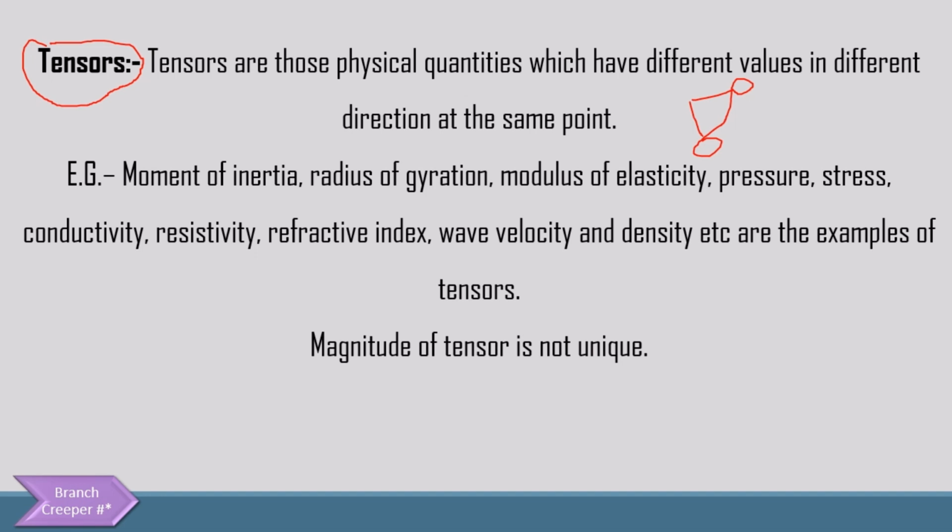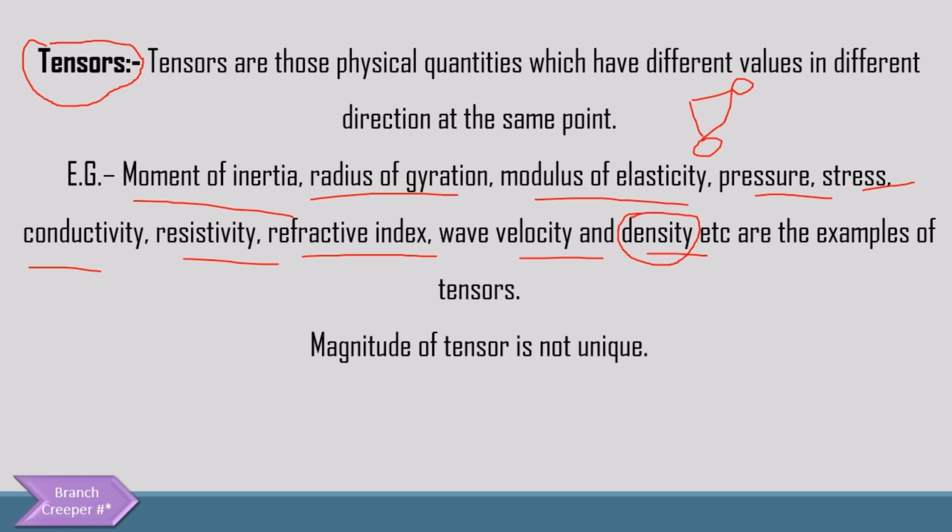Examples of tensors are moment of inertia, radius of gyration, modulus of elasticity, pressure, stress, conductivity, resistivity, refractive index, wave velocity, density, etc., which we have studied in our first video on units and measurements, where we learned about their fundamental units, dimensional formulas, etc. So these are the examples of tensors. As I have said earlier, the magnitude of a tensor is not unique. It can be different in different directions at the same time.